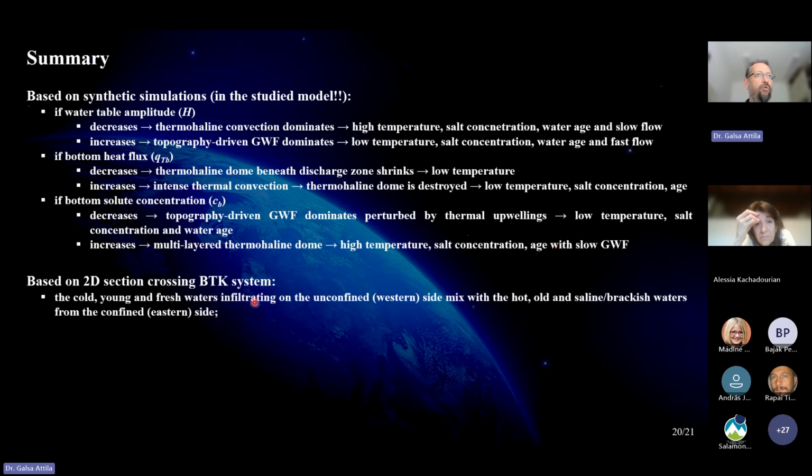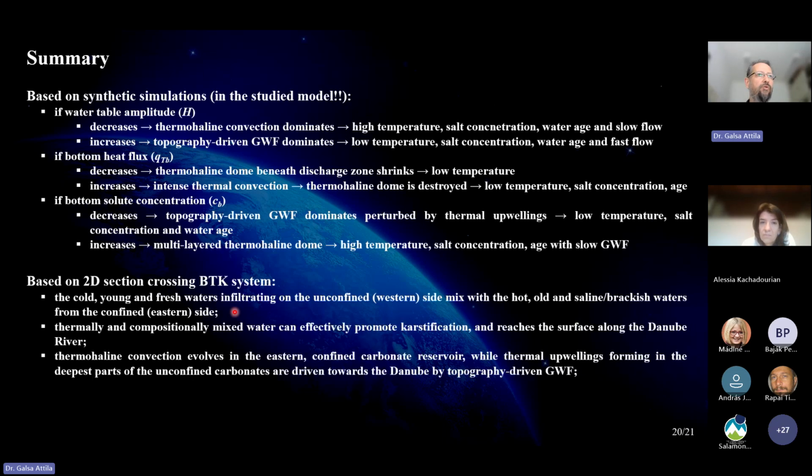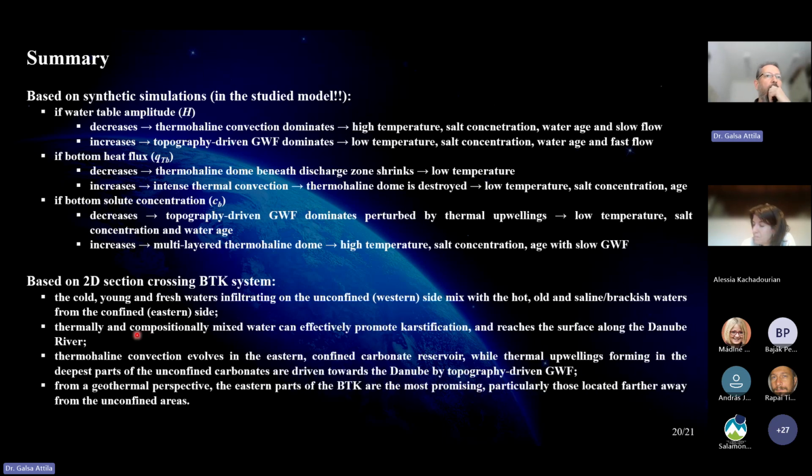And now the summary concerning the hydrogeological section, and I would like to focus only on the last sentence. So, from a geothermal perspective, the eastern parts of the Buda thermal karst system are the most promising, particularly those located farther away from the unconfined areas, so the eastern part.